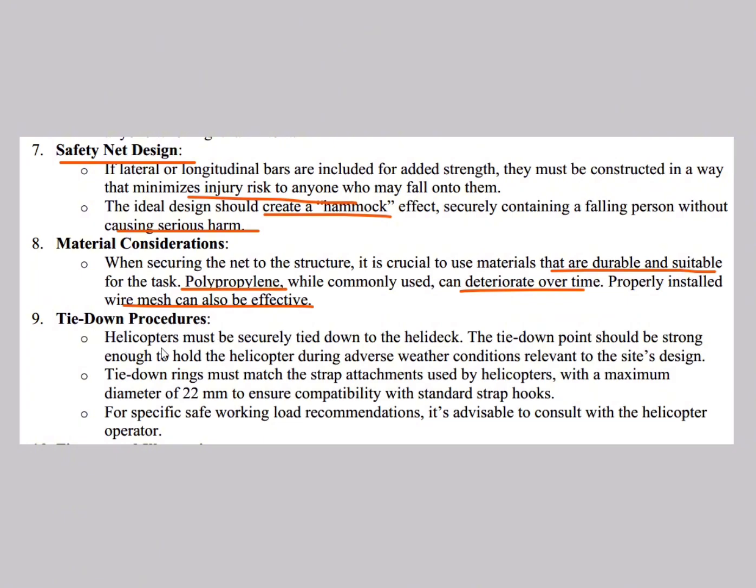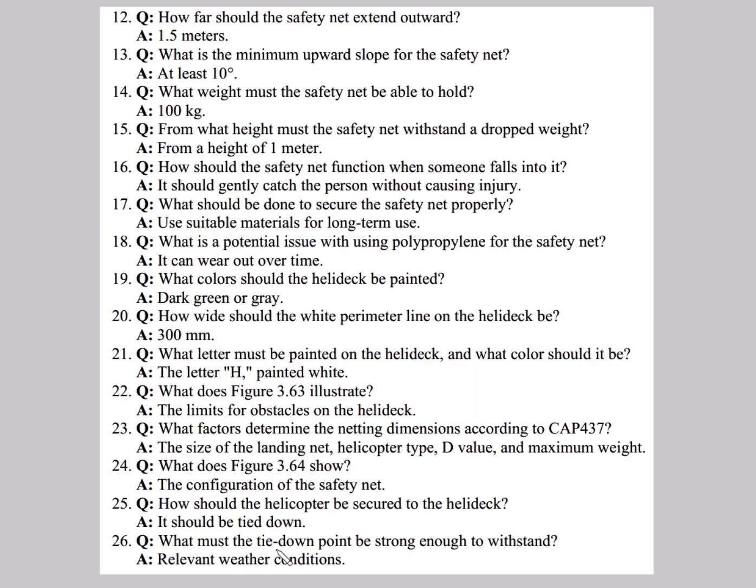Tie down procedures. Helicopters must be securely tied down to the helideck. The tie down point should be strong enough to hold the helicopter during adverse weather conditions relevant to site design. Tie down rods must match the strap attachments used by helicopters with a maximum diameter of 22 mm to ensure compatibility with the standard strap hooks. Here we can see what the tie down point should be strong enough to withstand, meaning relevant weather conditions, and how should the helicopter be secured to the deck? It should be tied down.